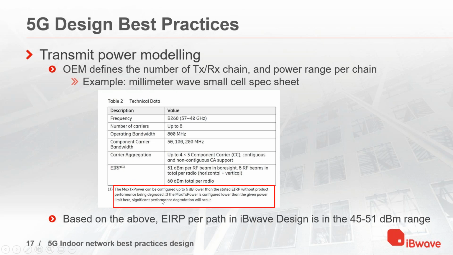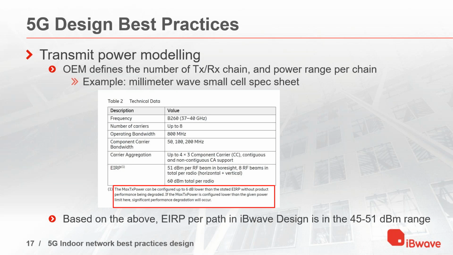And then there is something in small letters that is important. Okay. So what do they say in those small letters? They're basically telling you that what we told you here is correct. You can have 51 per RF beam, but you can lower this power by 6 dB and still have correct operation of the small cell.